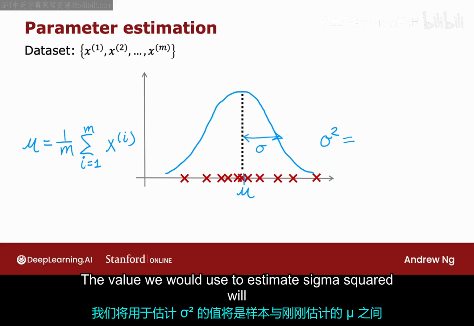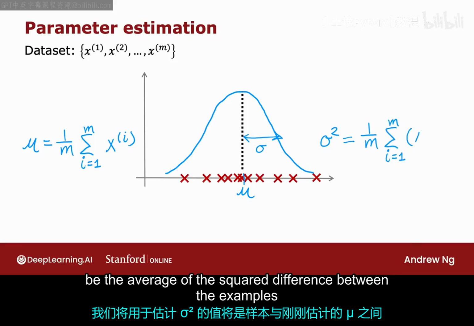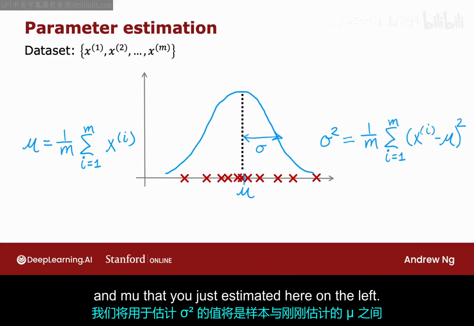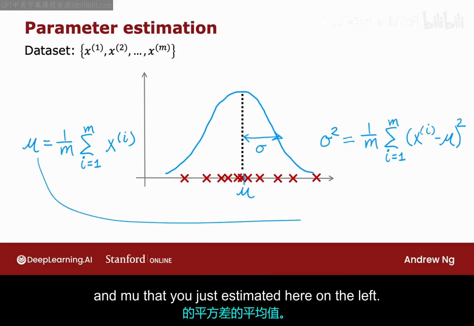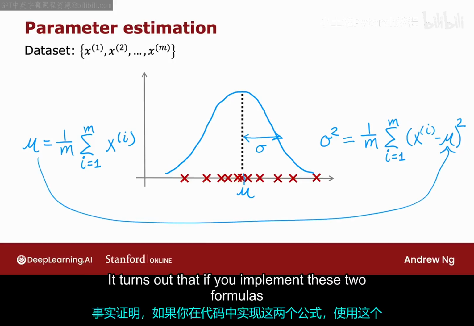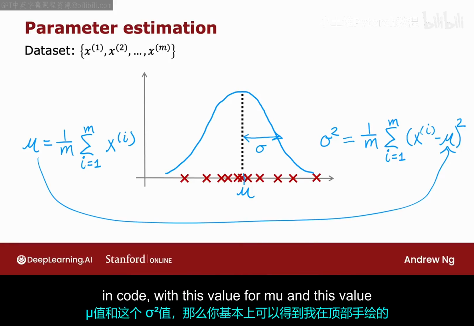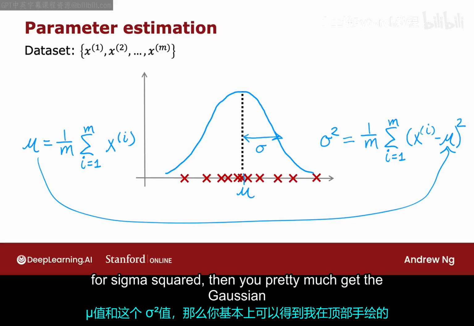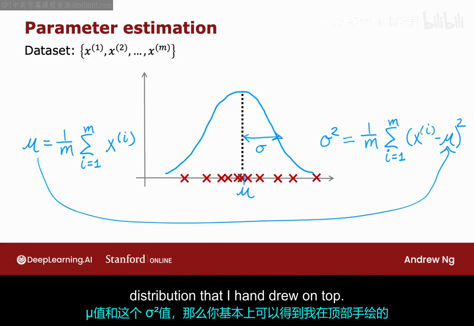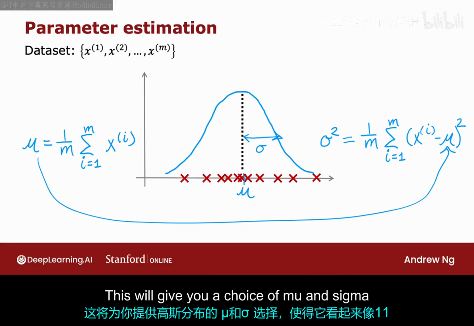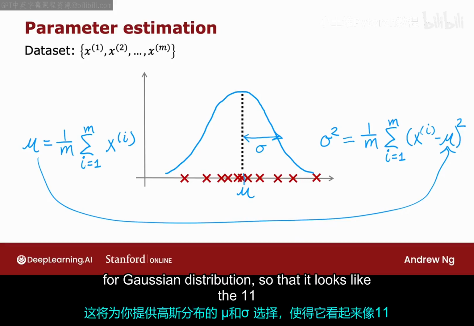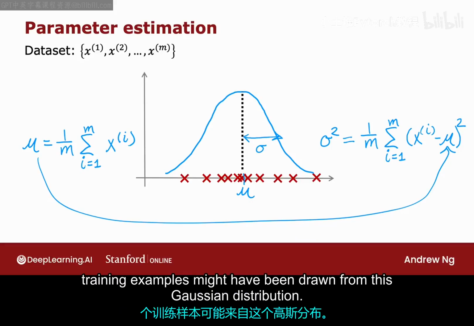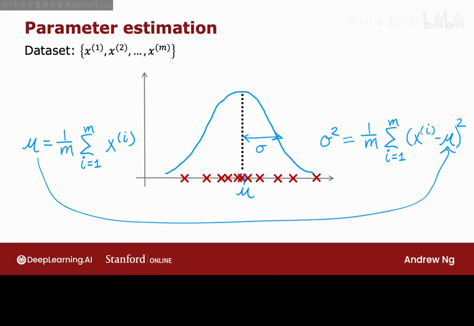And the value we would use to estimate sigma squared will be the average of the squared difference between the examples and that mu that you just estimated here on the left. It turns out that if you implement these two formulas in code with this value for mu and this value for sigma squared, then you pretty much get the Gaussian distribution that I hand drew on top. And this will give you a choice of mu and sigma for the Gaussian distribution so that it kind of looks like the 11 training examples might have been drawn from this Gaussian distribution.